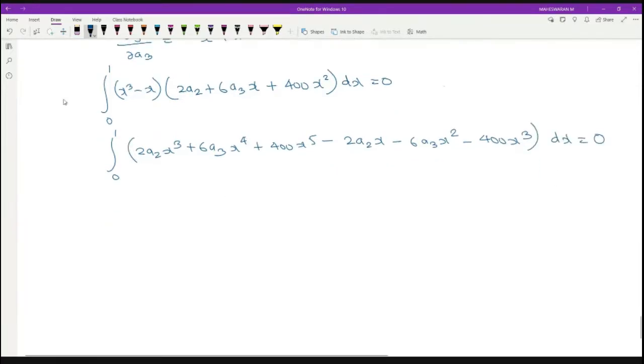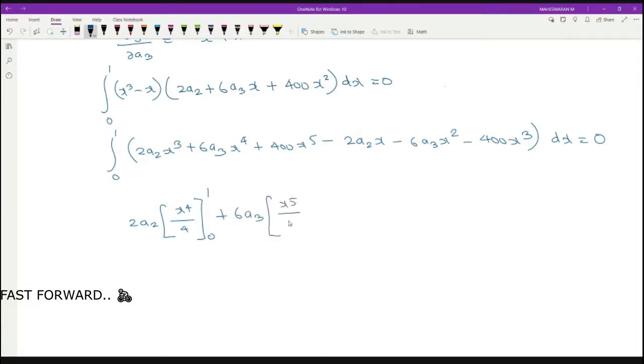Right, I multiplied one by one, so I know all these terms. So I got this. Now let me integrate it. I'll get 2a2 x cube, and integrating, I'll get x power 4 by 4, with limit 0 to 1, plus 6a3 x power 4, integrating to x power 5 by 5, limit 0 to 1, plus 400 x power 5, integrating to x power 6 by 6.